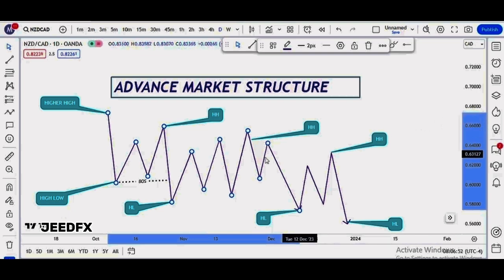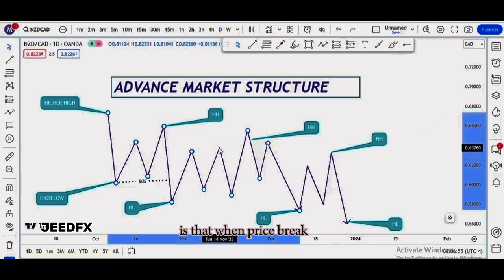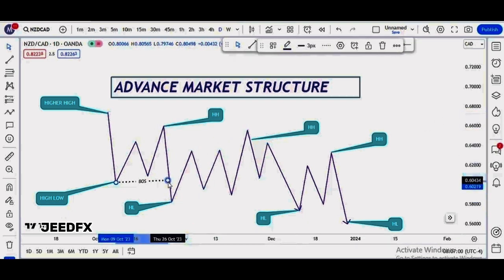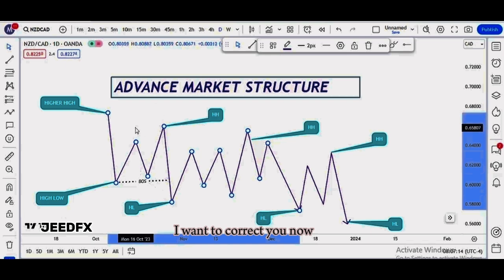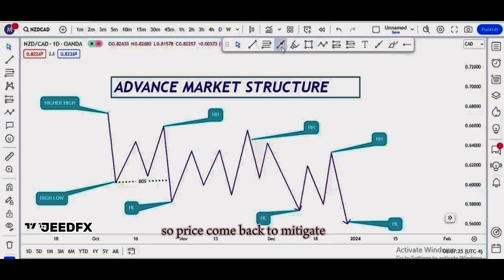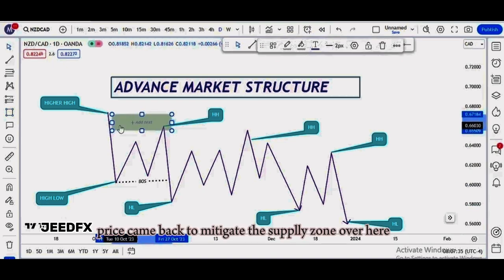Now, what I want you guys to understand here is that when price breaks the 4-hour time frame and you go to the lower time frame, you see something happening like this. This is what I want to correct. This is a higher high and higher low, higher high and higher low, right? So price came back to mitigate the supply zone here.